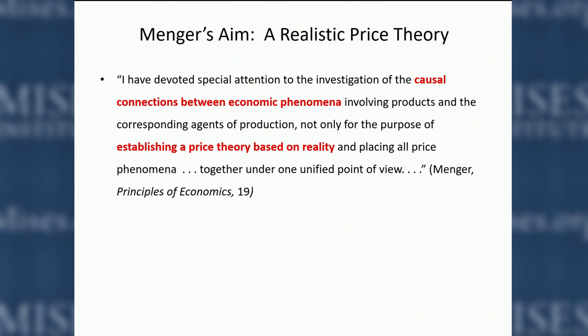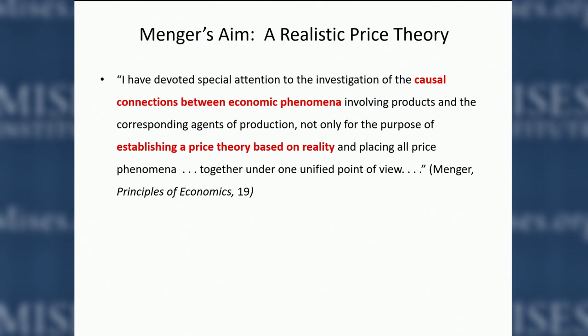So Menger came up with what we call a realistic price theory. And he says this right in the first few paragraphs of his book. He says, I have devoted special attention to the investigation of the causal connections, and that's going to be very important, causal, between economic phenomena involving products and the corresponding agents of production, not only for the purpose of establishing a price theory based on reality and placing all price phenomena together under one unified point of view.